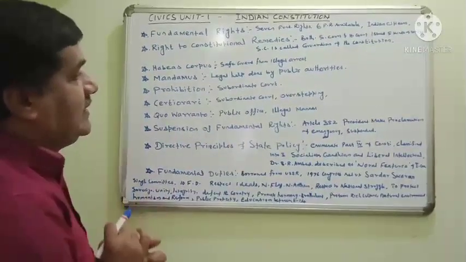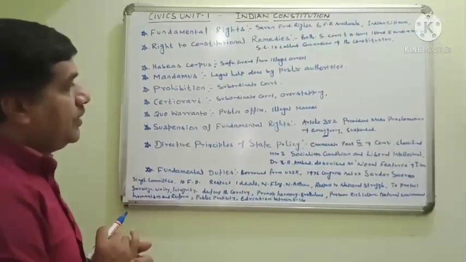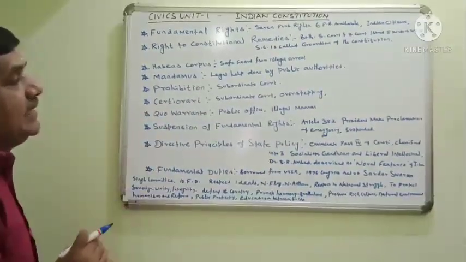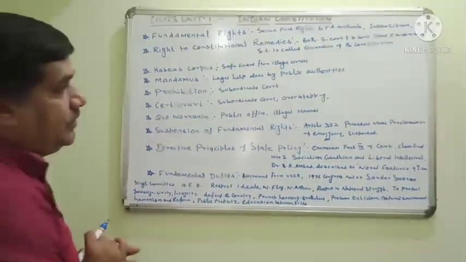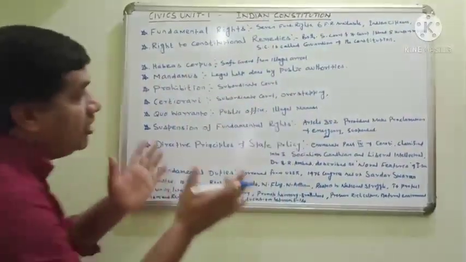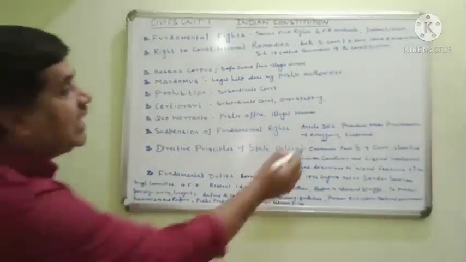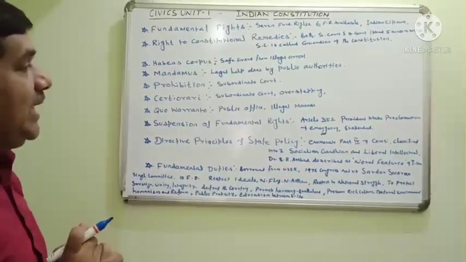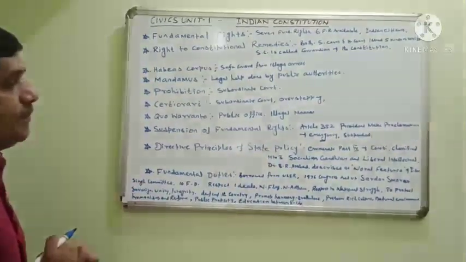Suspension of fundamental rights: under Article 352, the President makes a proclamation of emergency. During an emergency, the fundamental rights are suspended, and people are not able to exercise them. Only after the emergency are the fundamental rights applicable again.